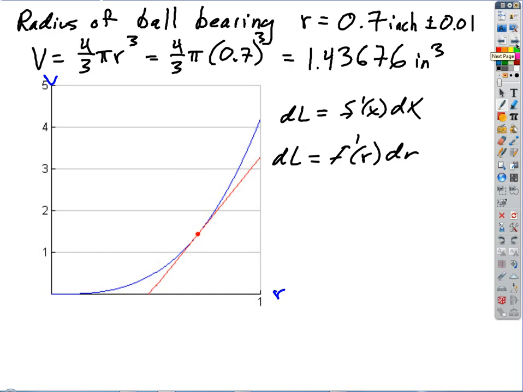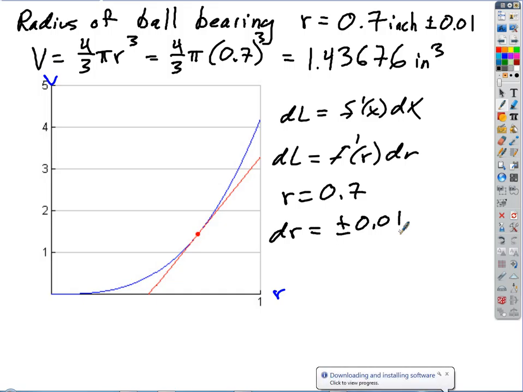So we could identify here r equals 0.7, right? What's dr going to be? Okay, and it's going to be plus or minus 0.01, isn't it? Plus or minus 0.01. And we can put units in if we want to. What is f of r? Right? Okay, does that make sense?